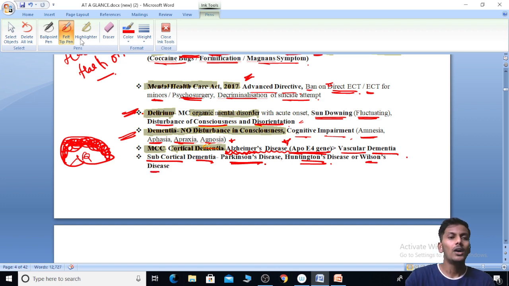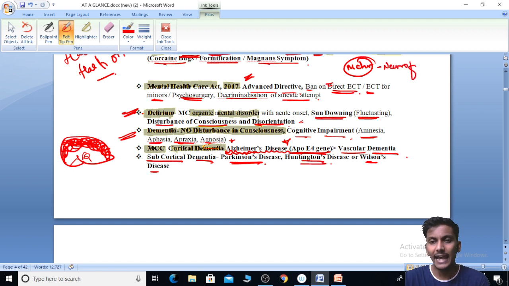Important one. What is important in Alzheimer's disease? First of all, there is a mutation in which gene? There is a mutation in the APOE4 gene. Which are the most characteristic features? Please remember, the most characteristic features are neurofibrillary tangles.